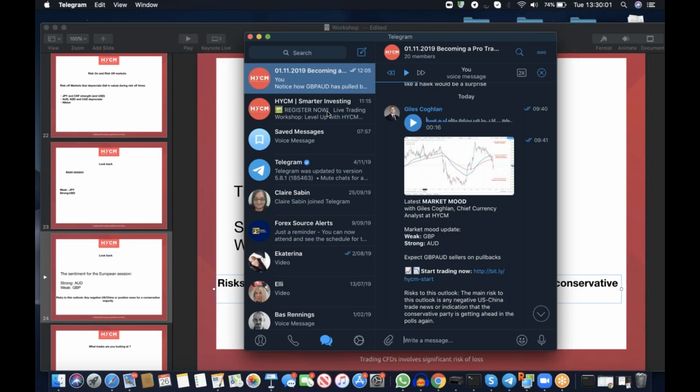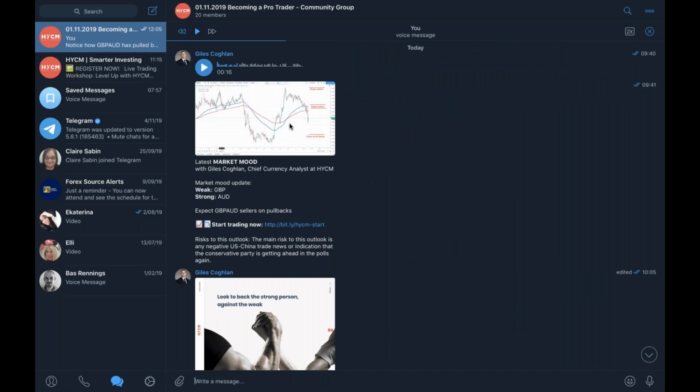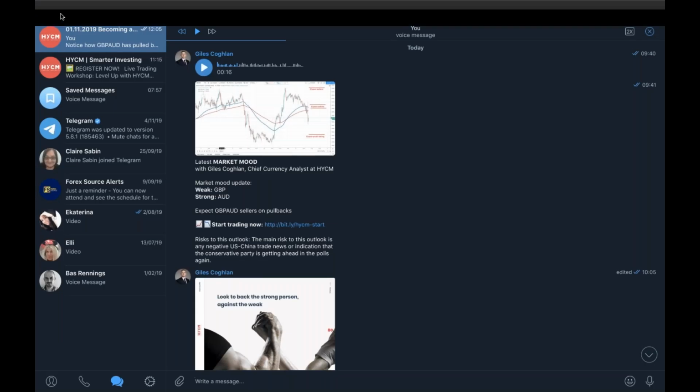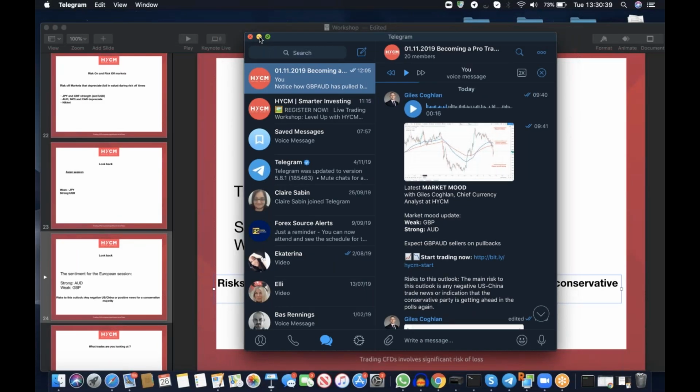I'll just show you, because when I posted it. So then I posted this on the HYCM community group. You can see here, this is just around, is it 9, about 10 o'clock. And I said, where would you expect sellers? Well, you can see here, expecting sellers up at this area, and expecting sellers up at this area, and expecting profit taking down at this area at 1.8924. Okay, so that's what I posted then, just to show you that.